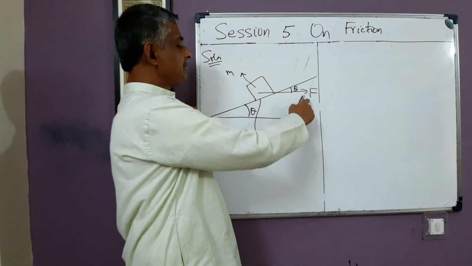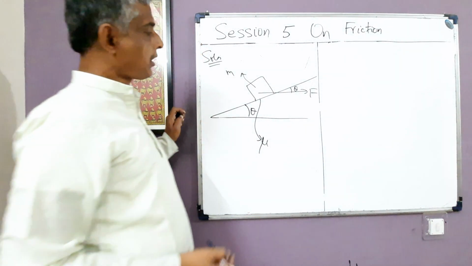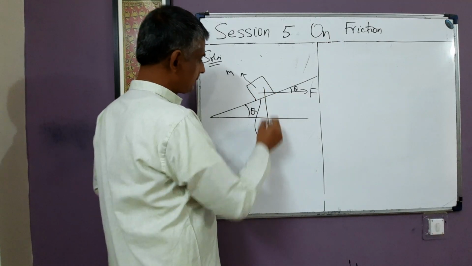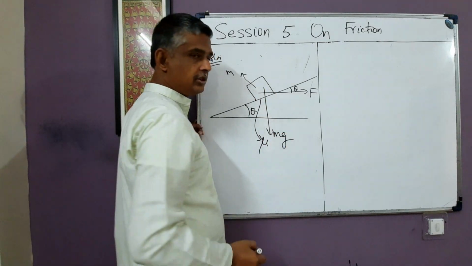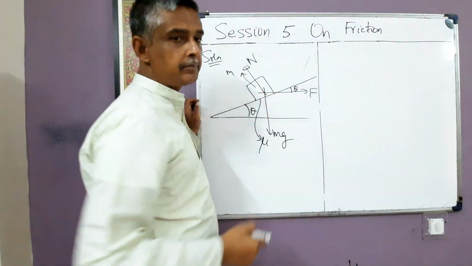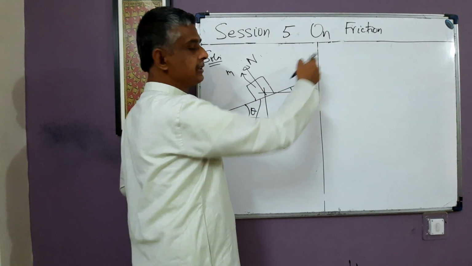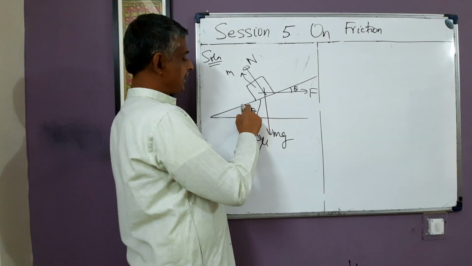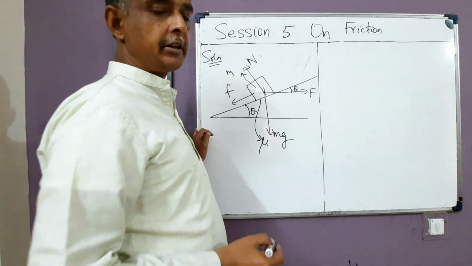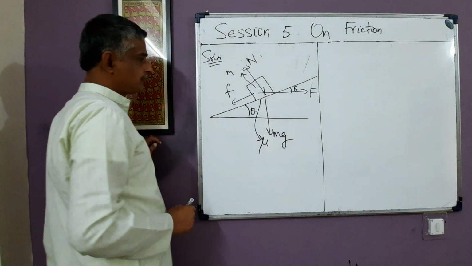Now we have to find the minimum value of F so that the block begins to slip up the inclined plane. First what I do, I draw the free body of the block with respect to ground. Mg, F. N is the normal force on block due to the rough inclined plane. It is required in the question that the block should slip up the inclined plane. So inclined plane should exert a friction small f on the block down the inclined plane, opposite to the direction of relative slip.